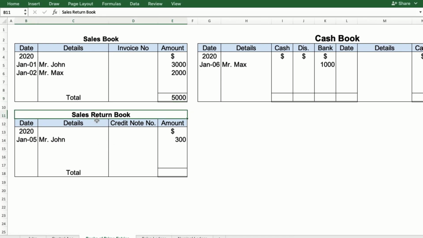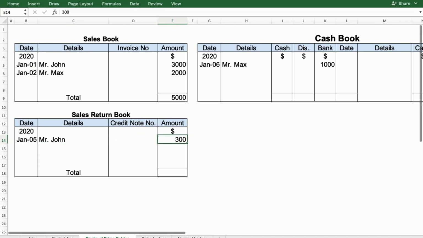Now see the ledger posting from the sales return book. In the sales return book, there is only one transaction, and that is goods returned by Mr. John, $300. Earlier we sold goods to Mr. John, and now he returned the goods. When we sold goods to Mr. John, there was an increase in asset, an increase in trade receivable. And now due to sales return, there will be a decrease in trade receivable, a decrease in the balance of Mr. John's account. Therefore it will be recorded on the credit side of Mr. John's account, decrease in asset, credit.